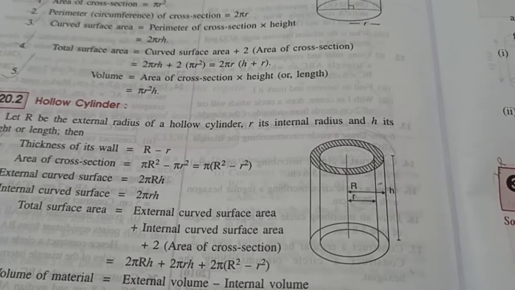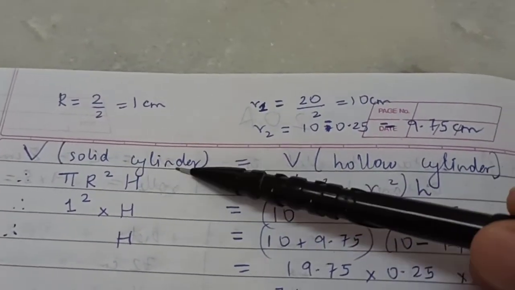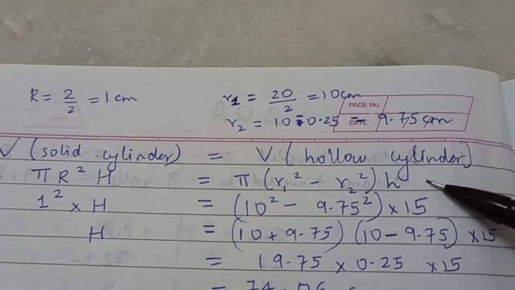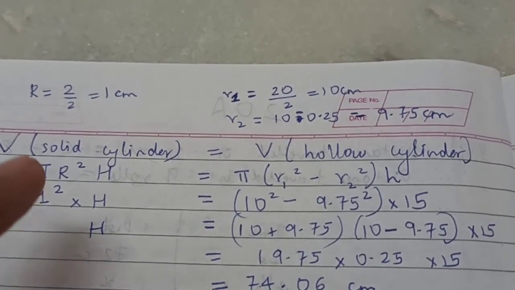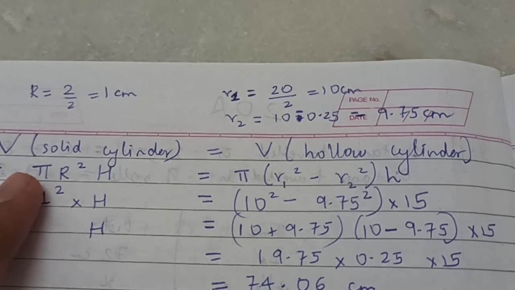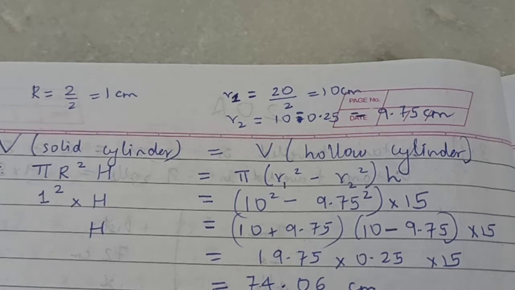Now, since it's a recast sum, we can say that the volume of the solid cylinder is equal to volume of the hollow cylinder. Obviously, the volume will remain the same. Imagine the solid cylinder was made up of steel, and if you melt it and you make anything out of it, the volume of the steel will remain the same. The shape and size will change, but the volume, the amount of matter, will remain the same. In fact, even the mass will remain the same.